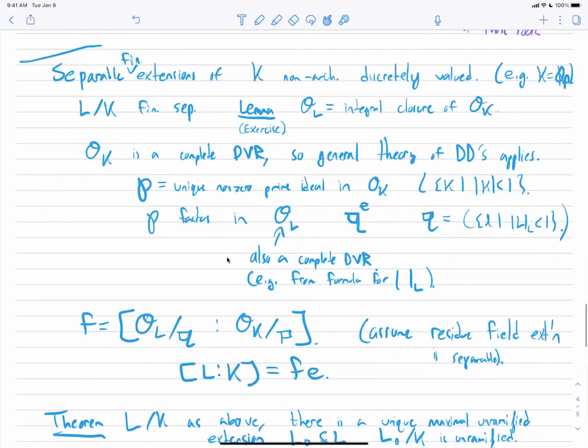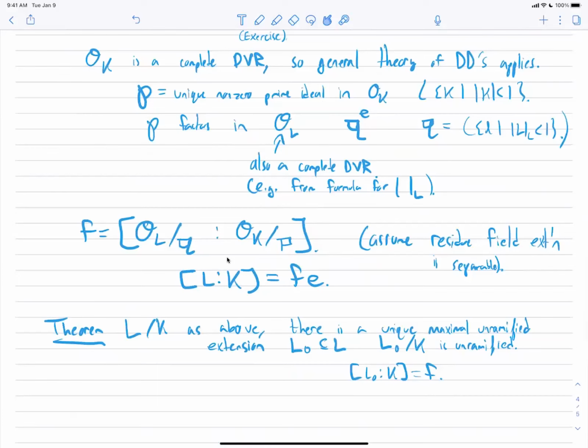Somehow the definition of unramified should be that E is 1, and the real definition of unramified in general is that E is 1 and then the residue field extension is separable. But let me just assume my residue field extensions are separable everywhere from here on out. Okay, so anyway, you have a maximal unramified subextension, and assuming the residue field extension is separable, then the index is F.